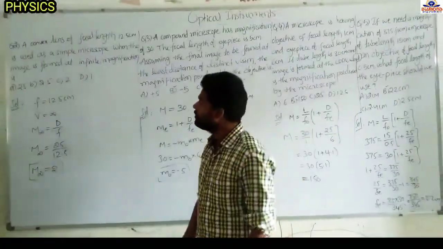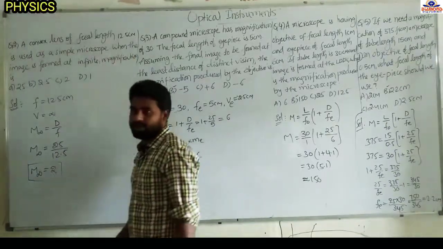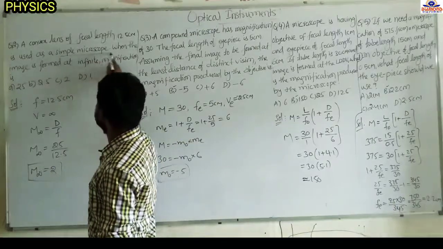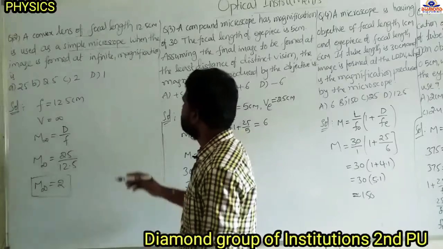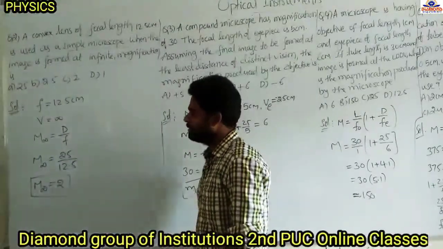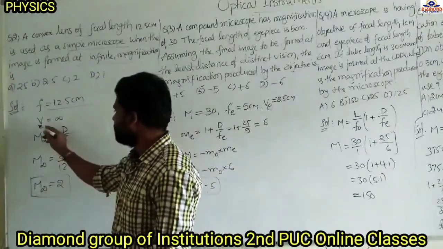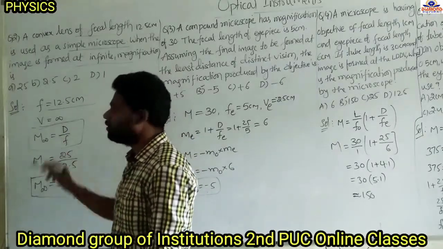Next question, second question. A convex lens of focal length 12.5 centimeter is used as a simple microscope. Here the simple microscope formula has to come to mind. For a simple microscope, when the image is formed at infinity, the magnification is given by m infinity equal to D by f, with the given focal length 12.5 centimeters.